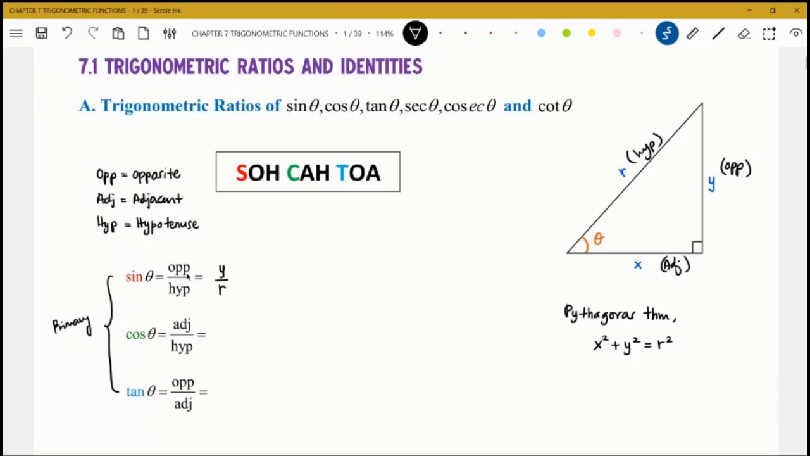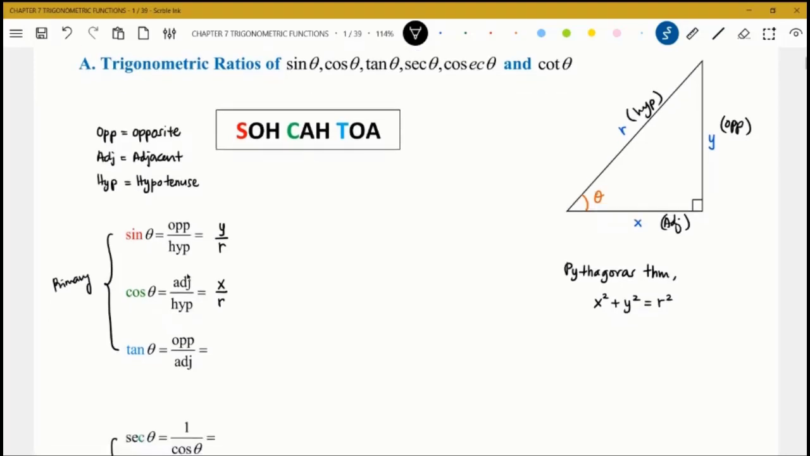And then for the cos, we have adjacent over hypotenuse. So adjacent is X over hypotenuse R, so X over R. And then tangent, where we have opposite divided by adjacent. So directly we have Y over X. Okay, that one is for primary trigo.